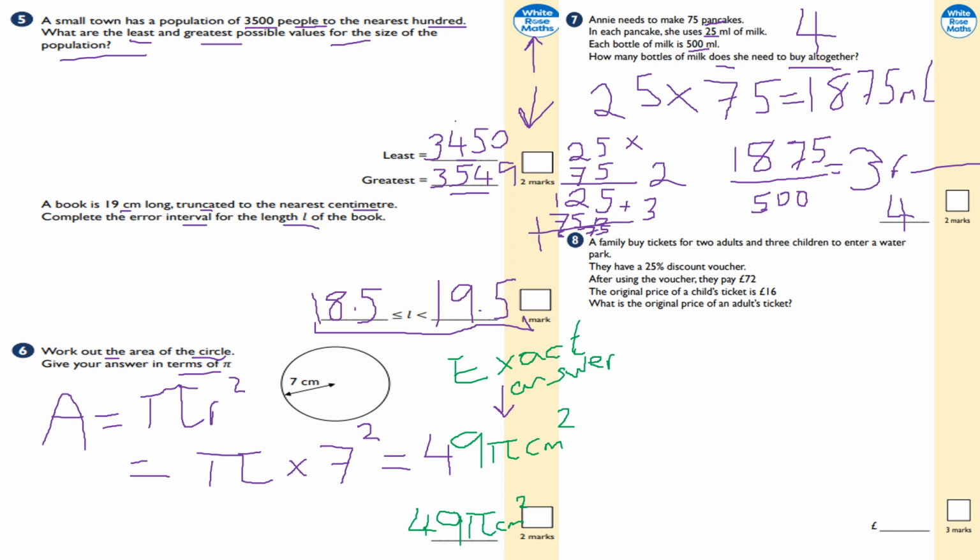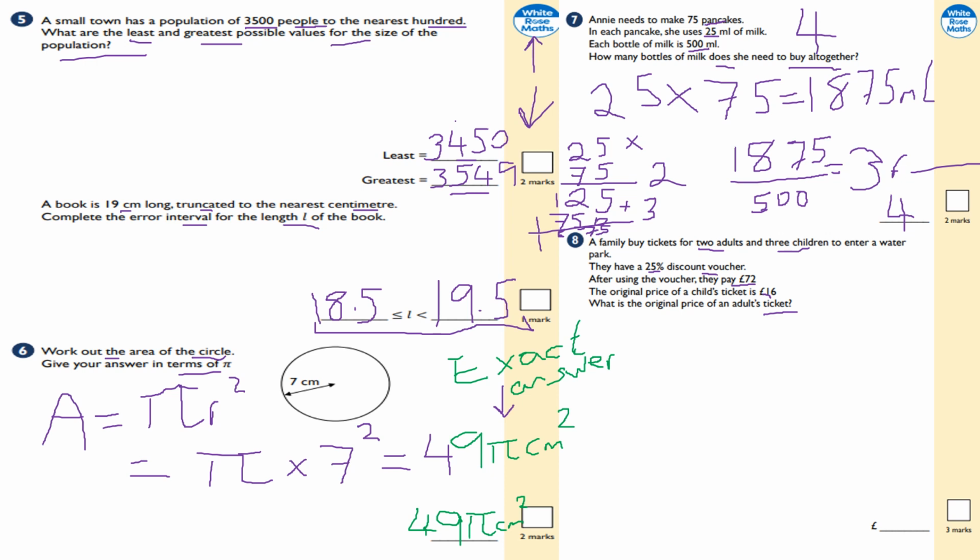Question number 8. A family buys 2 adult tickets and 3 children tickets to enter a water park. They have a 25% discount voucher. After using the voucher, they pay £72. The original price of a child's ticket is £16. What was the original price of an adult ticket?